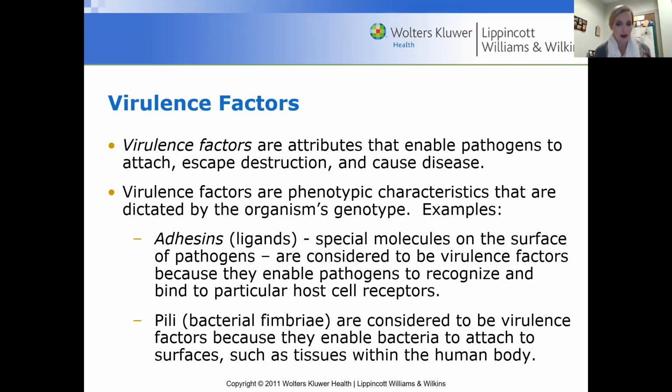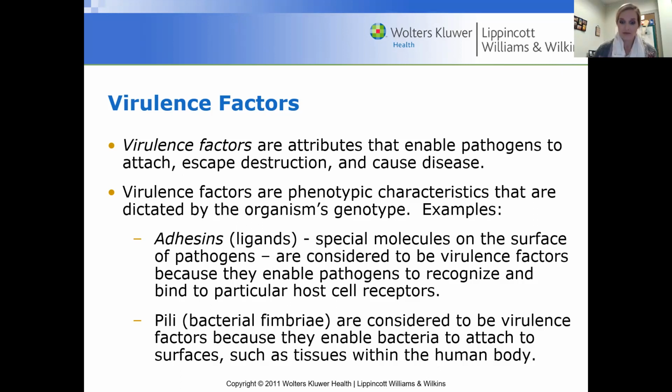So for instance, some bacteria have what's called adhesions. These are special molecules on the surface of these pathogens that are considered to be virulence factors because they allow them to adhere to the host, just as the name implies. They allow them to recognize and therefore bind to the host cell receptors. Again, these pathogens are looking for this kind of lock and key mechanism. They need these receptors to attach to. It's the adhesions on the pathogen that are going to attach to those.